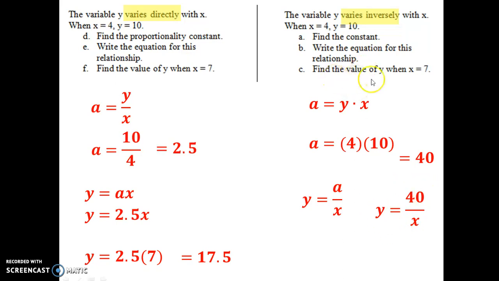And then we see, well, what are we looking for? Well, x is 7, what is y? So here we have our equation. We're going to plug in a value of 7 for x and find out what y is. In this case, it's 5.71. So the steps are simple. You might be given two values. Those help you get the constant, and then you create your equation and use your equation to solve other values.